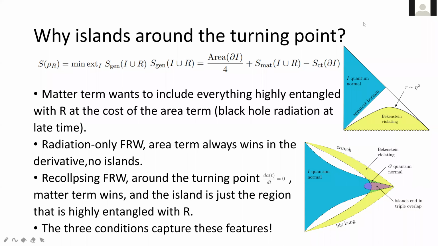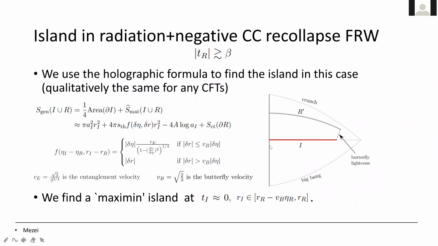But why should the butterfly velocity show up in this calculation? Ah, good. The reason is as follows. Suppose I'm in a smaller region, I here. Then the entanglement between I and R, when you use a quasi-particle picture, just can't spread outside the butterfly cone, right? But what about the entanglement velocity? Somehow, it's actually very interesting.